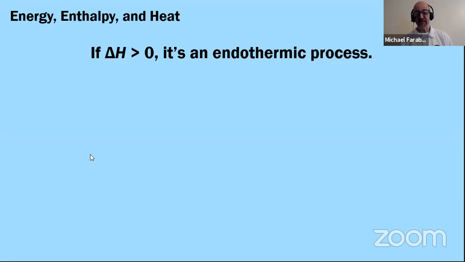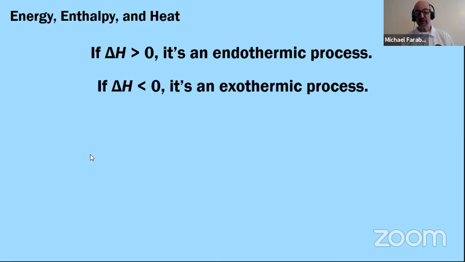Now, in terms of that change, if delta H is positive, that means the difference between products and reactants is a positive value. That's endothermic. But if the difference between products and reactants is negative, that's an exothermic process.